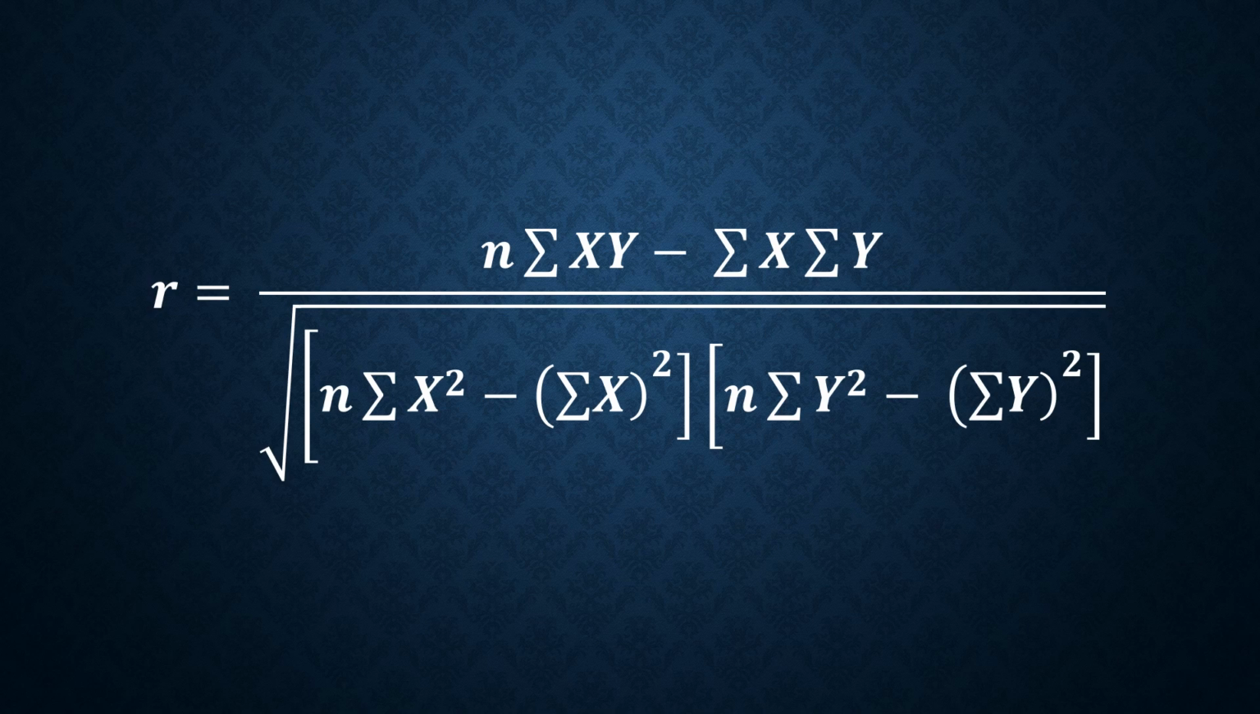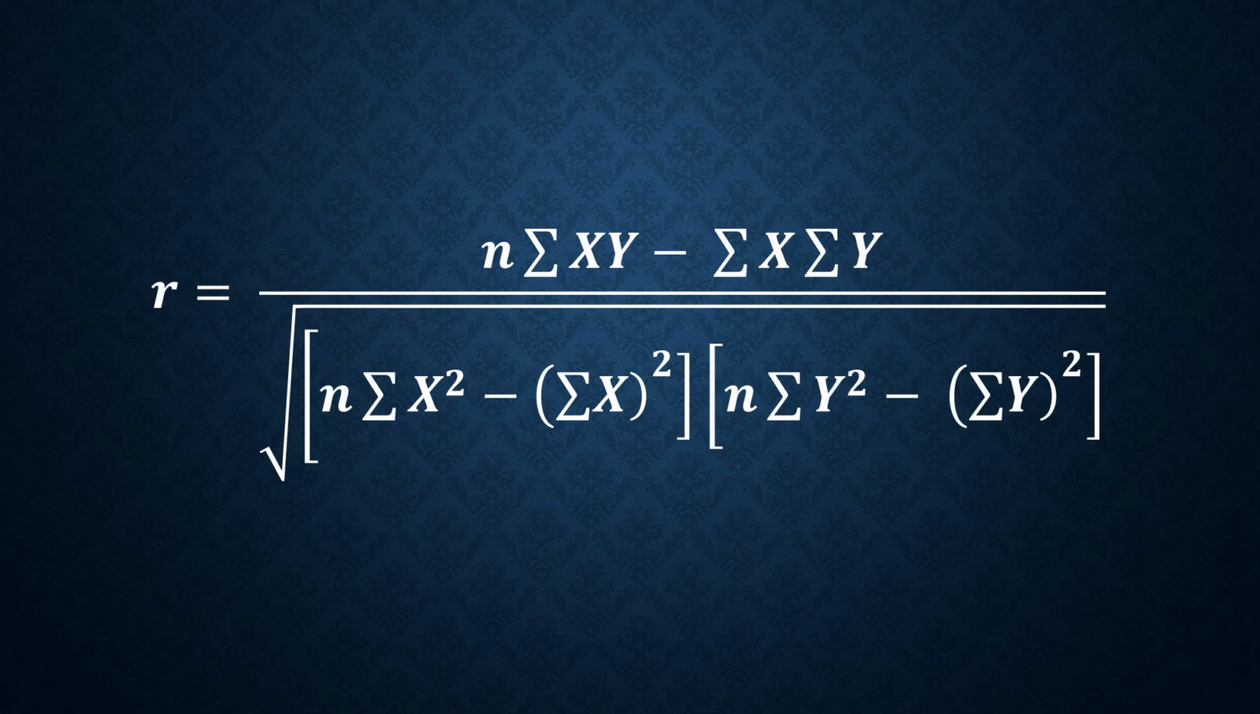And then you will also simplify n summation of x squared minus the quantity summation of x squared. And then you're going to simplify also this one, n summation of y squared minus the quantity summation of y squared. After that, you're going to multiply these two on the denominator and then get the square root. And then after getting that, you will divide the numerator and the denominator, and then you will be getting the computed value of r.